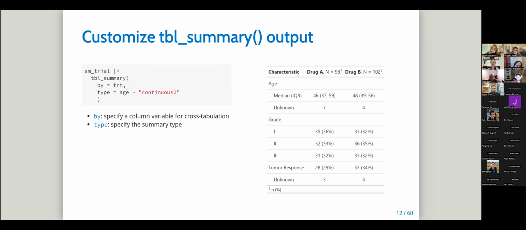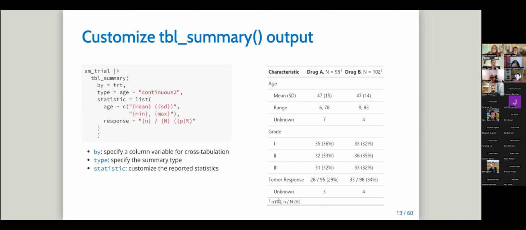The next customization we might want is to change the summary type, the type of a variable. By default, this age variable was treated as continuous, but I want it to be continuous2, which is an option to have one or more lines of summary for a continuous variable. I'll show you a little more of what I mean by that in a slide or two. But by switching to continuous2, instead of having that summary just on this row with age, I get this separate row down here with the median and IQR and my unknown values.